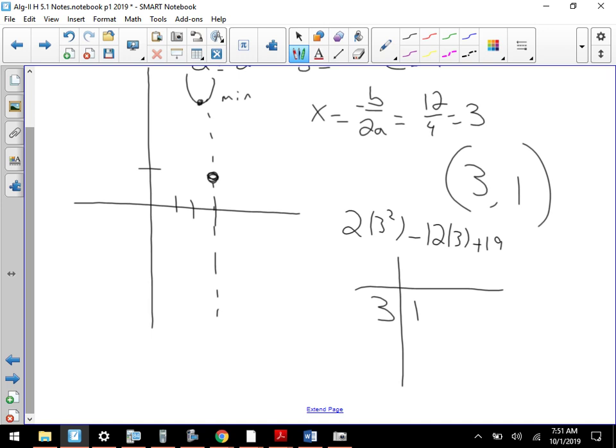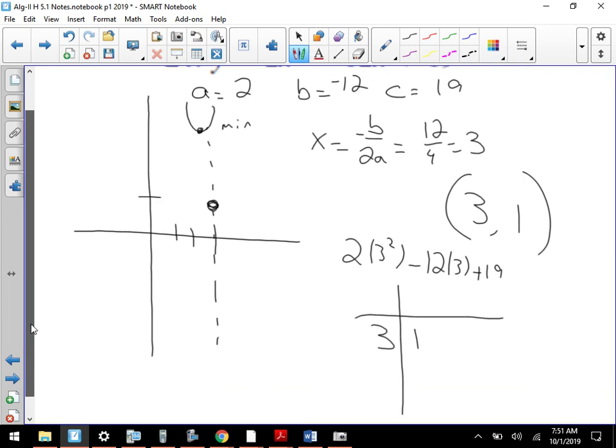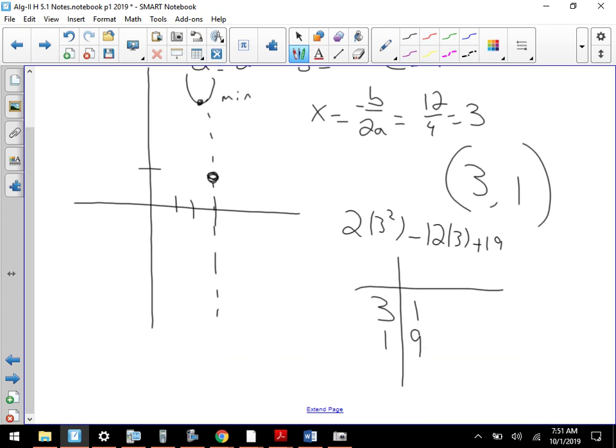Do you have to use the 1, or can you use 2? Can you use 4? Just whatever you want. It doesn't matter. I would just go with the 1 because hopefully I can do that in my head. No promises. So 2 minus 12 is negative 10. Negative 10 plus 19 is 9. All right, so at 1, it's 9.